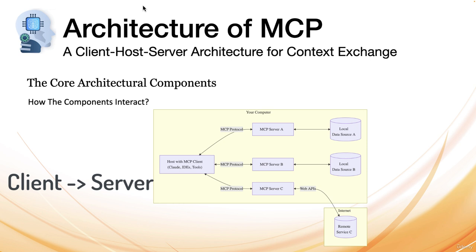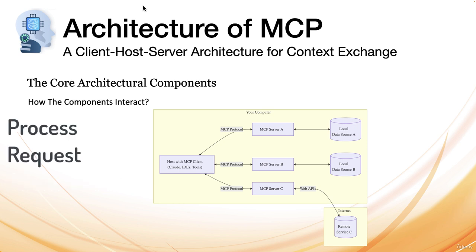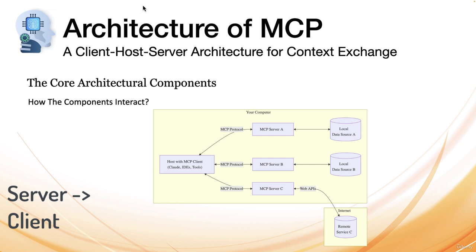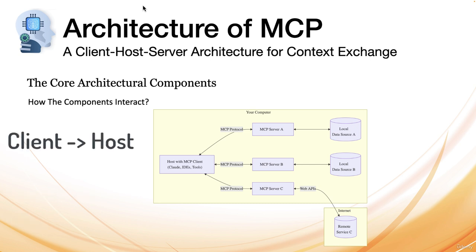In step 5, the server processes the request, either by retrieving context from its local data sources, executing a tool, or generating a prompt. Then in step 6, the server sends a response back to the client. And then in step 7, the client relays the response back to the host application. And lastly, in step 8, context updates or notifications happen.